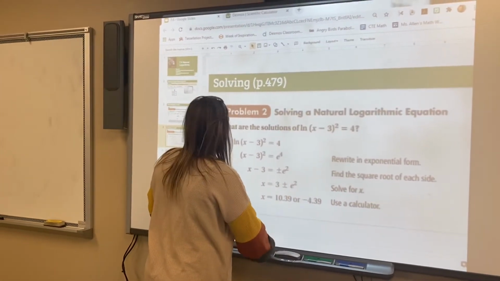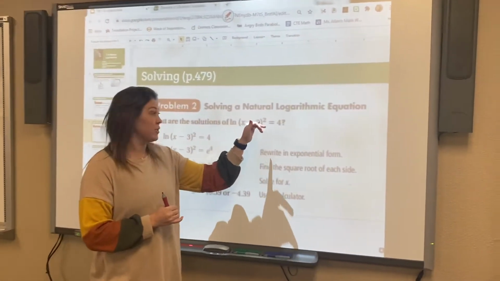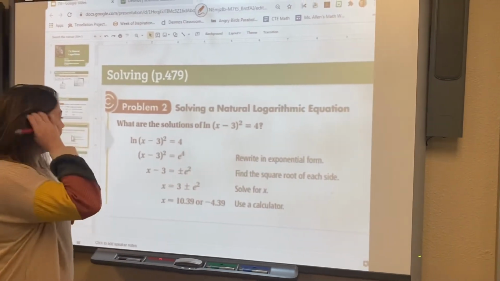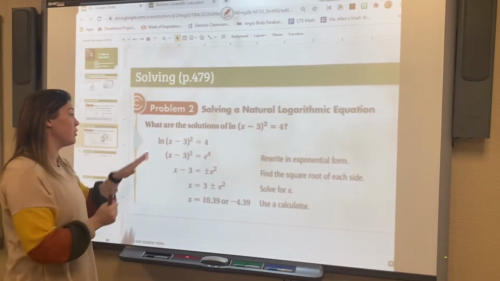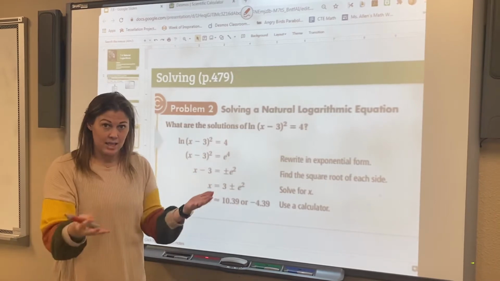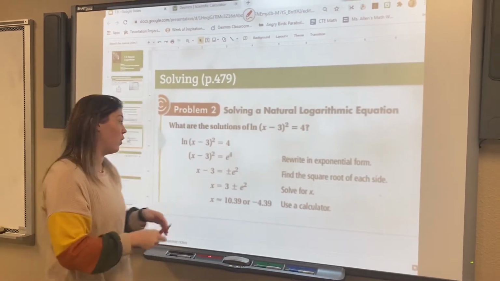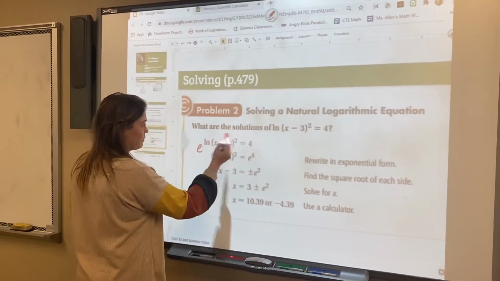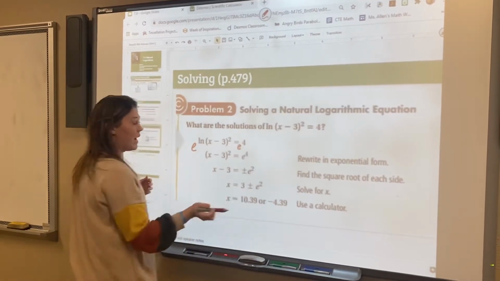Now we have: what are the solutions of the natural log of (x minus 3) squared, which is equal to 4? What we need to do is get this x by itself, right? That's what we're solving for. So we need to get rid of the natural log. In order to do that, we take e to the power of both sides. The e and the natural log are opposites, so they cancel. So we take e to the natural log of (x minus 3) squared, and we do the same thing to the other side, e to the 4th power.